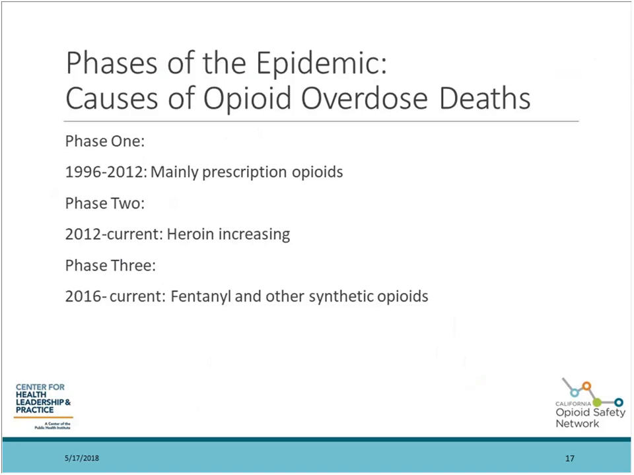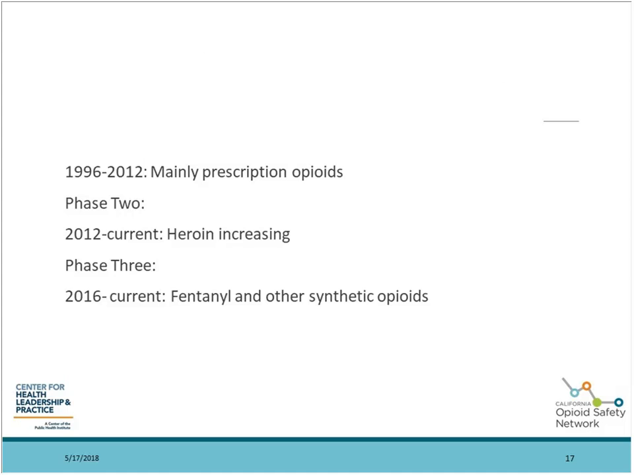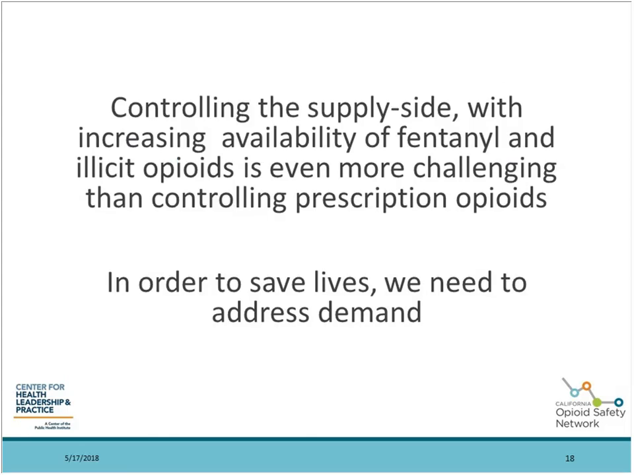Around 2016, we started seeing rapid acceleration in fentanyl. That's something that hasn't been as acute for us here in California, but in some ways we should be bracing ourselves in that there's rapid increases elsewhere. So controlling the supply side with increasing availability of fentanyl and illicit opioids is even more challenging perhaps than the work we've been doing to control the prescription opioids. And so in order to save lives, we need to address demand.